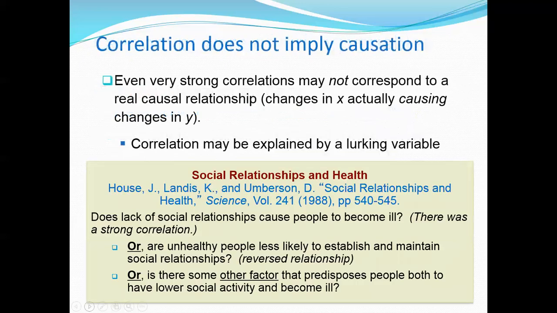Correlation does not imply causation. Even very strong correlations may not correspond to the real causal relationship, changes in X actually causing changes in Y. So correlation may be explained by a lurking variable, for example social relationships and health. Does lack of social relationships cause people to become ill? There was a strong correlation. Or are unhealthy people less likely to establish and maintain social relationships, a reversed relationship? Or is there some other factor that predisposes people both to have lower social activity and become ill?